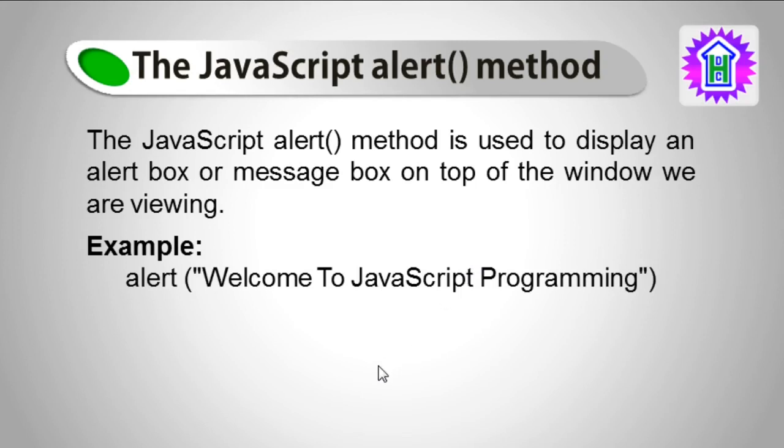Suppose we want to display "welcome to JavaScript programming" as an alert box. So we'll write alert within parentheses, within double quotes, the string should be passed. And our string is welcome to JavaScript programming. If we write this, it will display a message box or alert box with the message welcome to JavaScript programming.